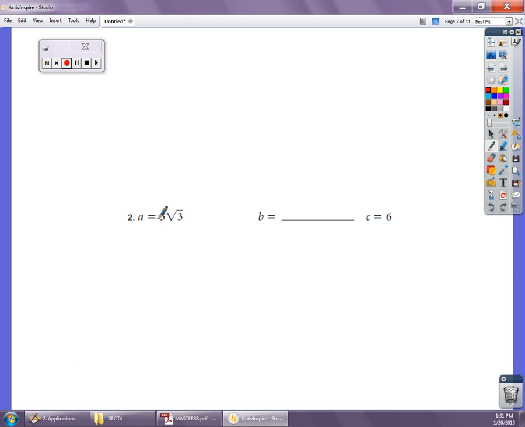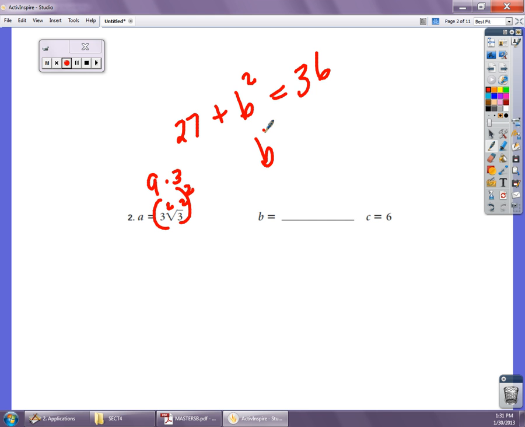Here you're given a squared. So when you square this whole thing, you have to square both the 3 and the root. So 3 squared is 9, and root 3 squared is 3, and 9 times 3 is 27. So 27 plus, you have to square the b, will be equal to c squared, which is 36. I subtract 27 on both sides. b squared equals 9. I square root both sides. You end up with 3. Next one.